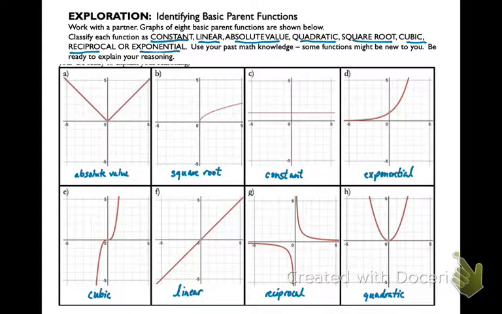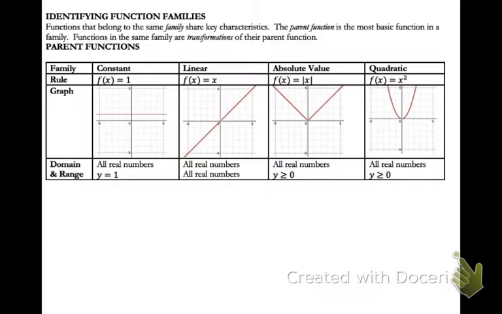What we're going to learn in Concept 2 is just some basic parent functions. Functions that belong to the same family share key characteristics, mainly the shape of the graph. Not always are they in the same location on the graph space, but they'll always have the same shape, basically.